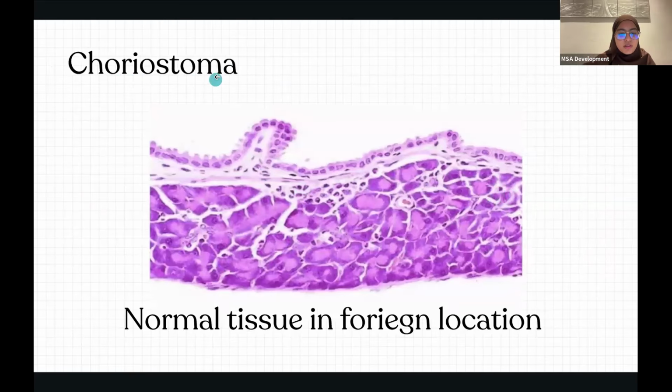A choristoma is the opposite of hamartoma. They're normal tissue, and they're correct orientation, but they're in the wrong location. So for example, pancreatic tissue in the stomach, or gastric tissue in Meckel's, or I remember there was one that was like glands in your ear, diverticulum or salivary glands in the ear.